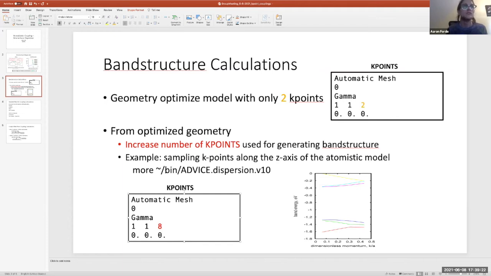And then there are general instructions on how to plot the dispersion. This advice.dispersion.v10 has general instructions on how to generate this plot.